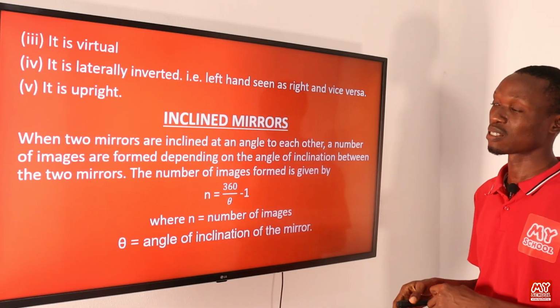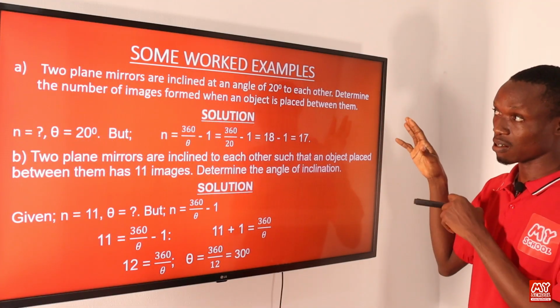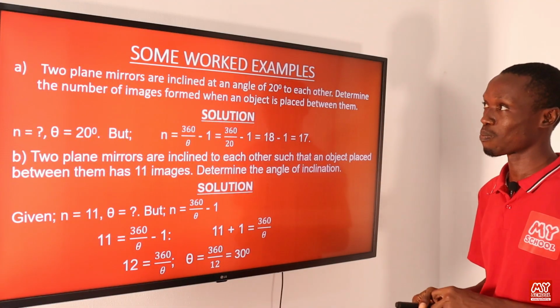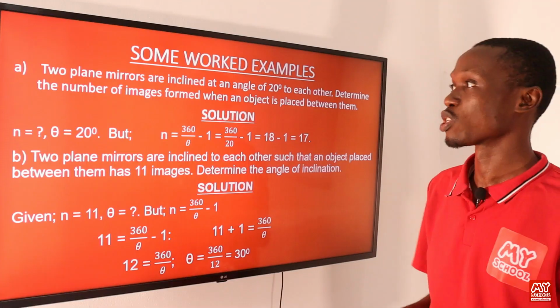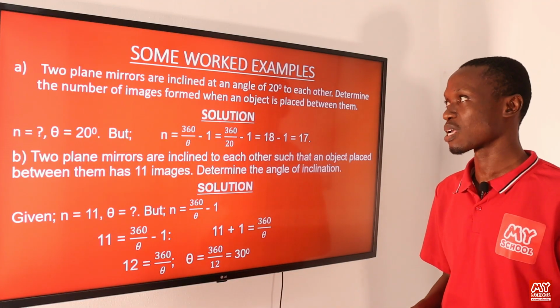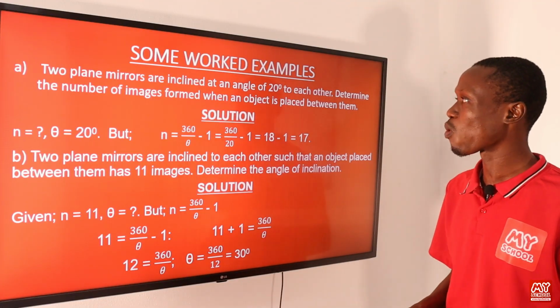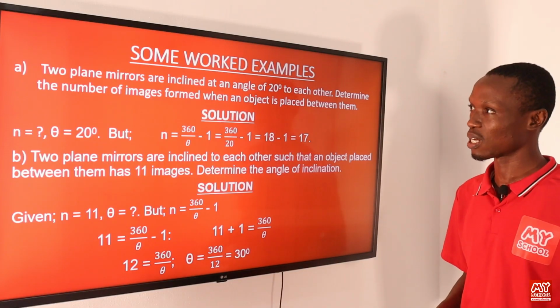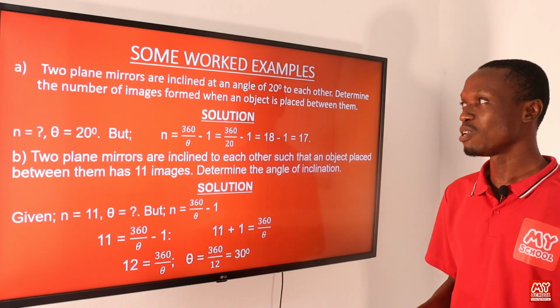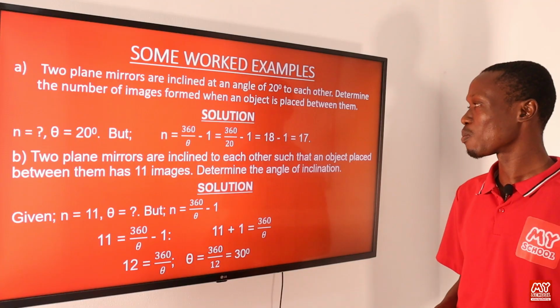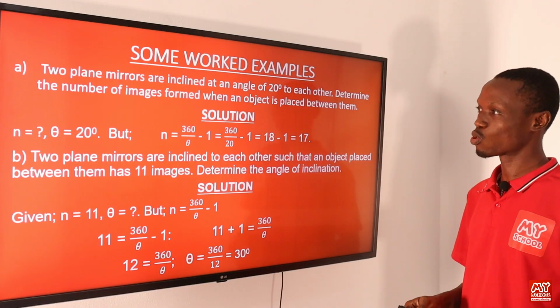Let's move over to the next slide so that we can apply that formula in solving some problems. Let's start with question A. Two plane mirrors are inclined at an angle of 20 degrees to each other. Determine the number of images formed when an object is placed between them.